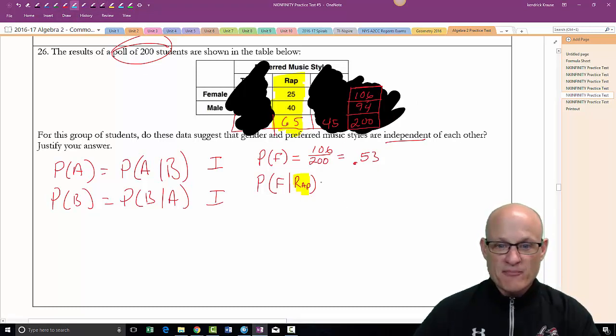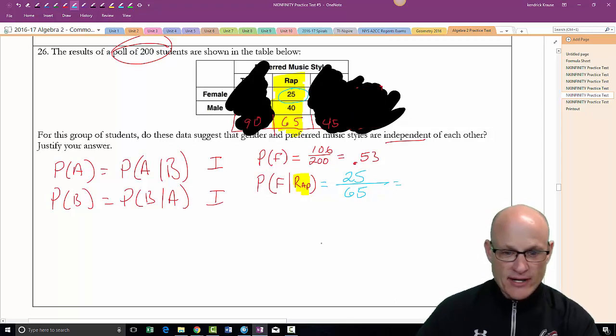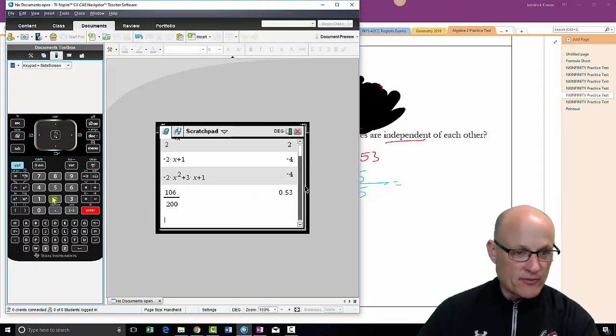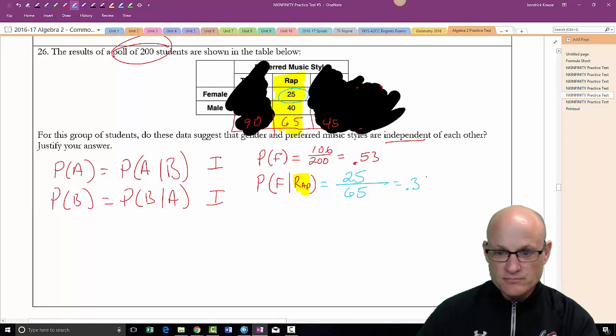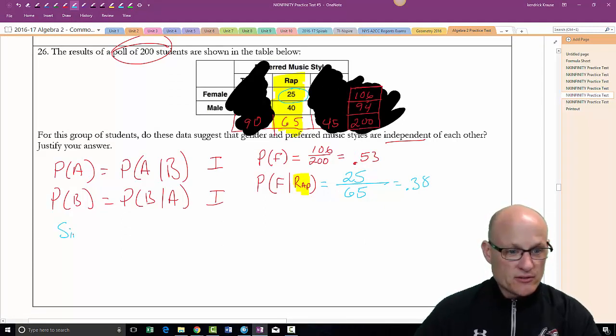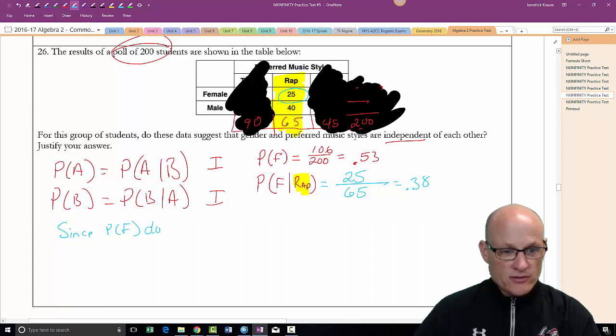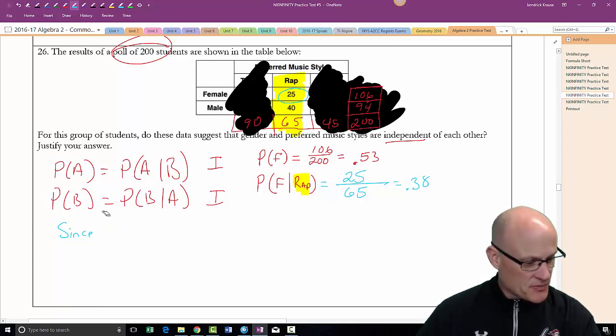So if my new universe is rap, then my denominator is going to be 65. And what's the probability of being female and rap? 25 over 65. Now, I don't know what that is, but I'm going to guess it's not the same thing. 25 divided by 65 is 0.3846. So since the probability of female does not equal that, and I should probably write this out.